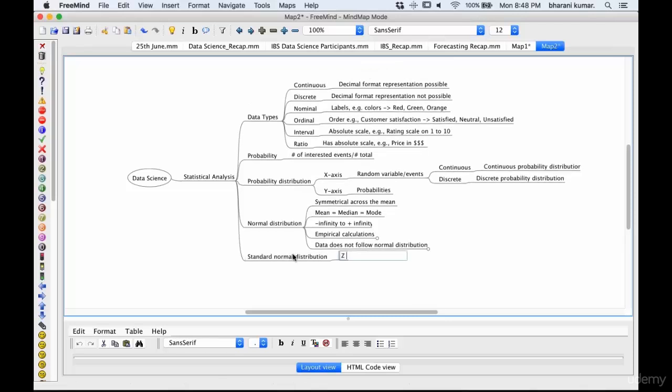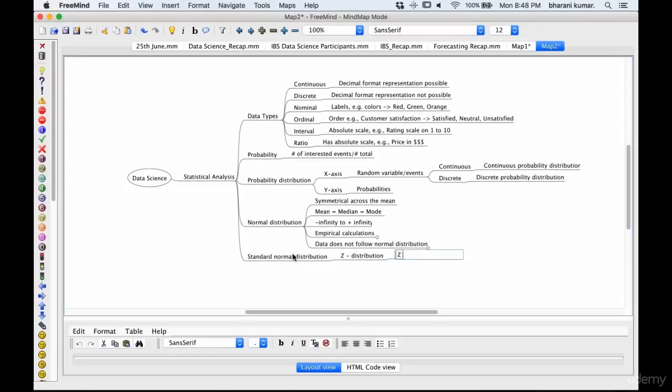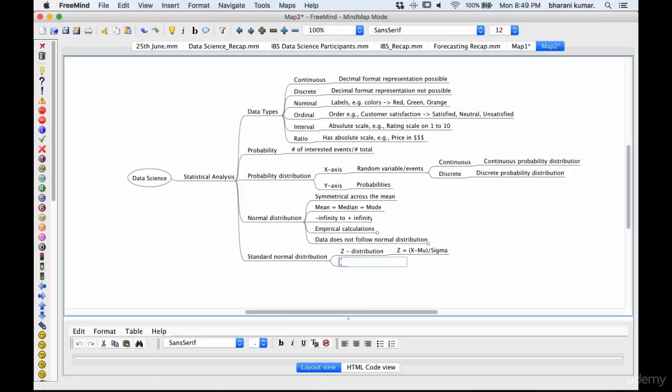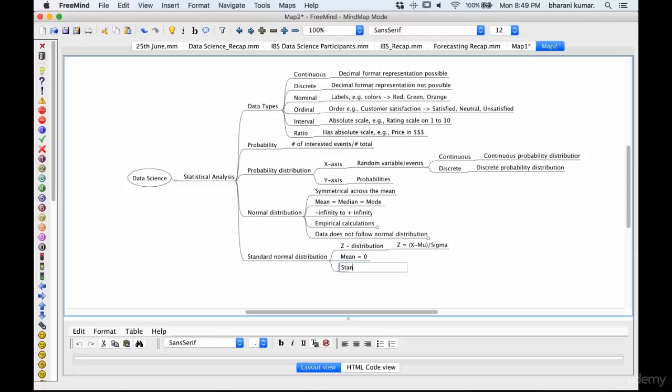Standard normal distribution is also called the Z distribution, and the formula for Z is x minus mu divided by sigma. When you apply the standard normal distribution or Z distribution on the data, when you standardize or normalize the data, mean would be equal to 0 and standard deviation would be equal to 1.